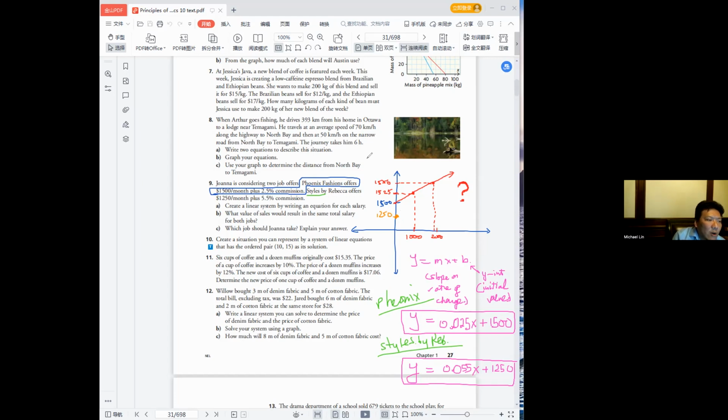But the good news about Rebecca is that she pays you more commission. So you can see that her slope is higher. What that means is there's going to be a certain point eventually where Rebecca is going to be paying you more than Phoenix.